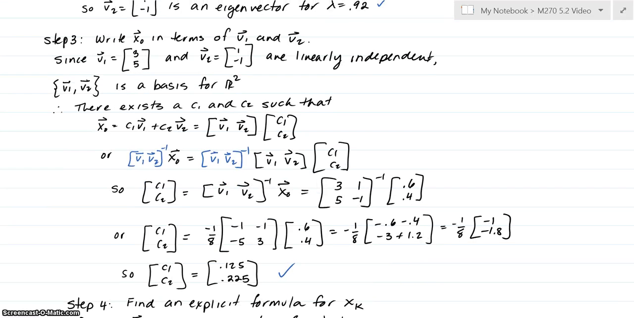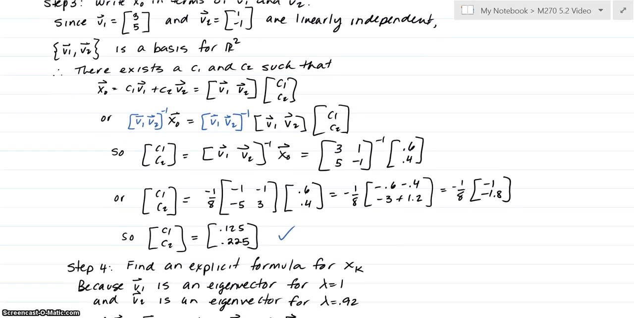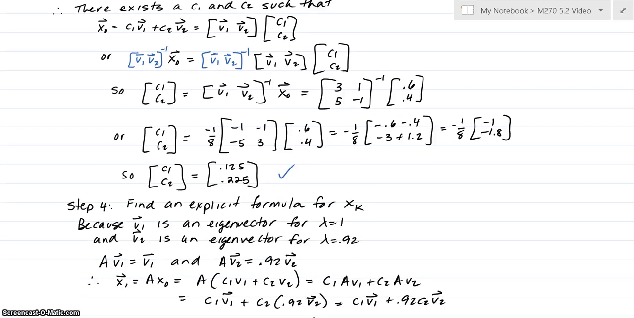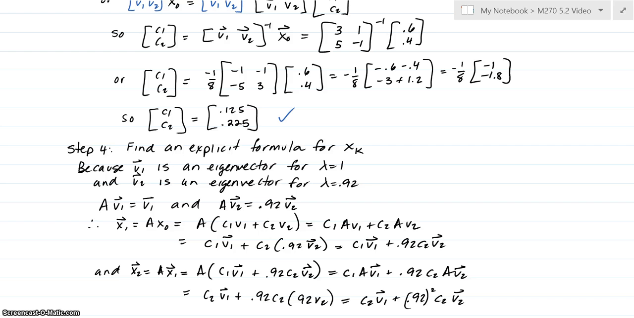Finally, I want to find an explicit formula for xk. And I'm going to use all of this. And what we're going to do, here's the new stuff. Let me just get the whole thing here. v1 is an eigenvector. We saw that for lambda is 1. So we know that A times v1 is v1. And v2 is an eigenvector for 0.92. So we know Av2 is 0.92 v2.